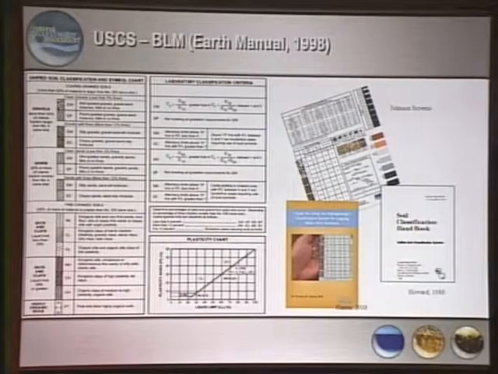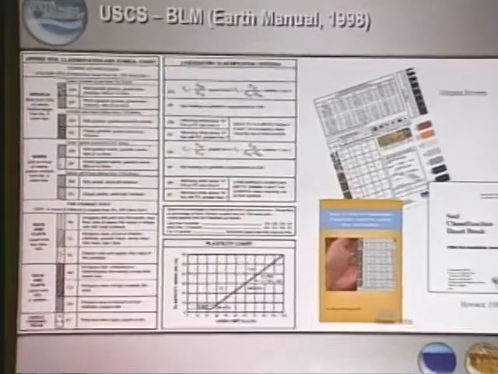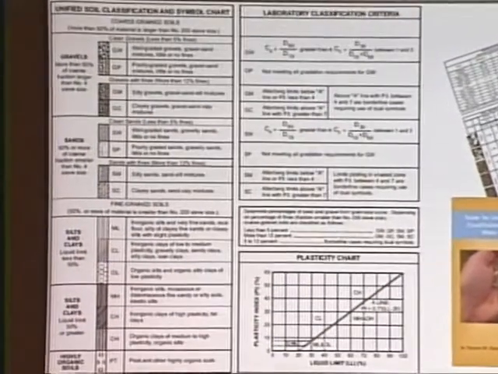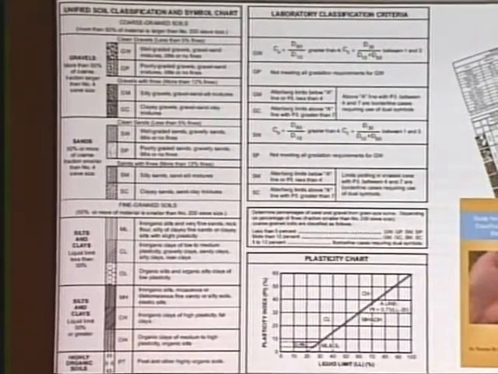So when it comes to classification, one of the things I'm going to promote is that we use the Unified Soil Classification System, which is developed by the BLM and the Corps of Engineers. What's nice about this is you can download what's called the Earth Manual from the internet. If you just type in the Earth Manual in Google, you can download this 1,000-page document on how to describe samples.